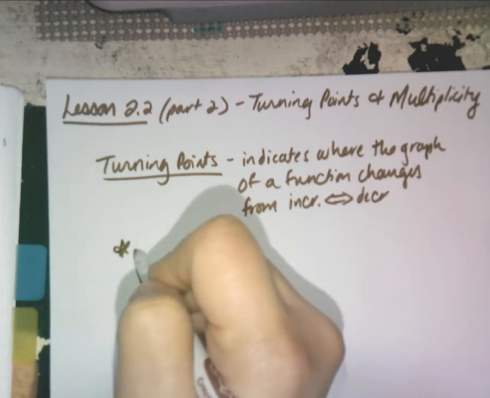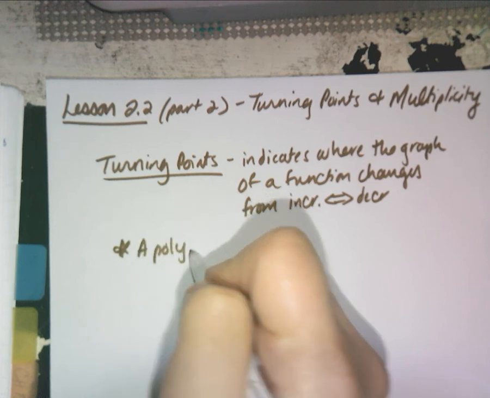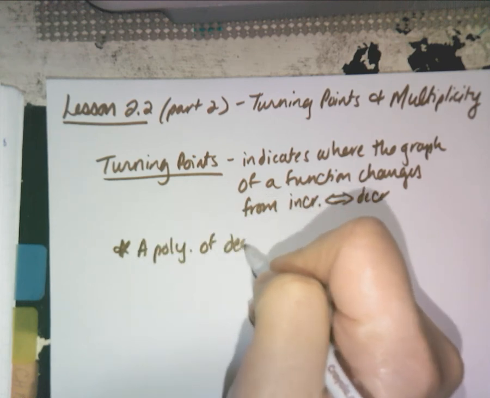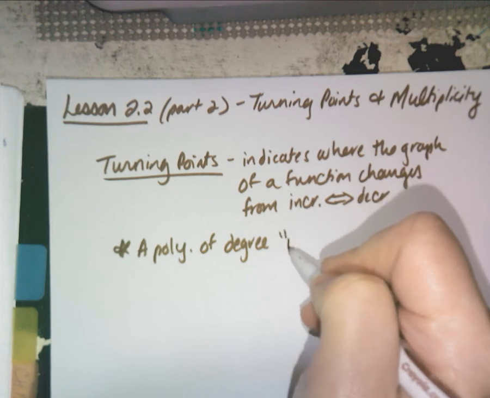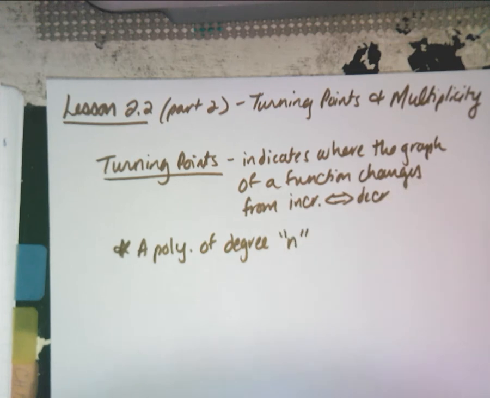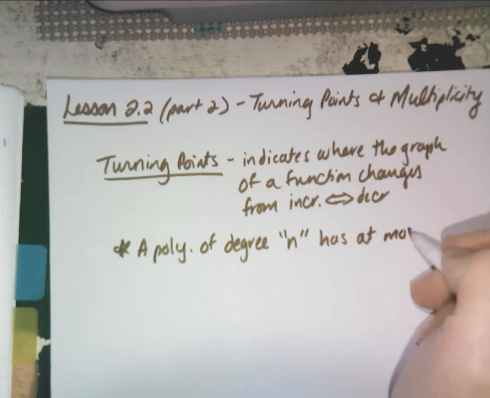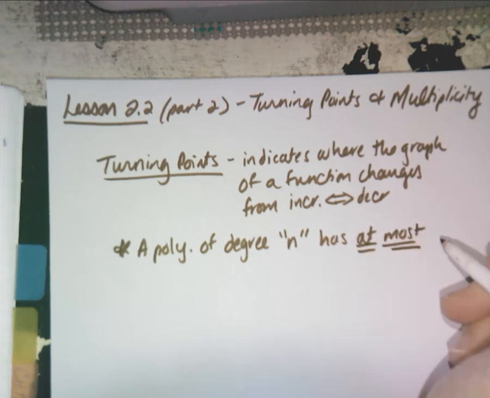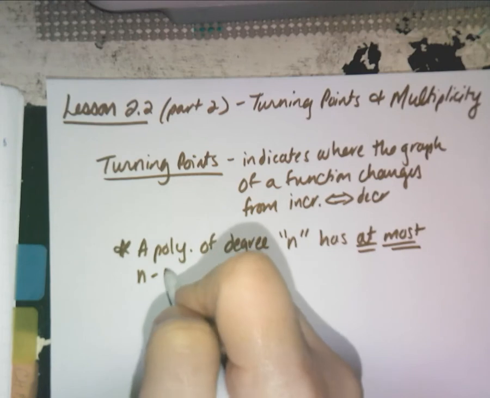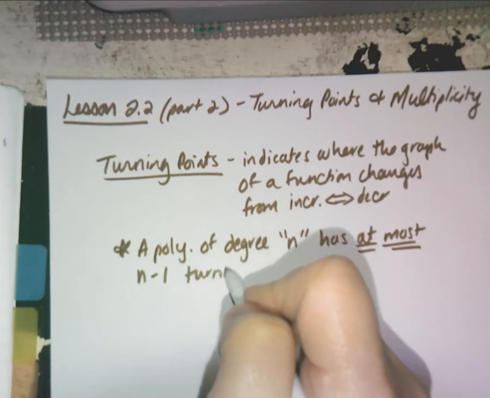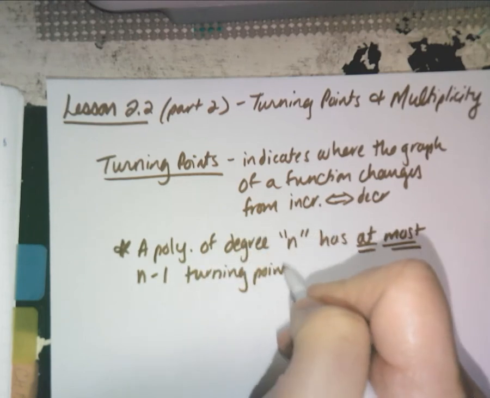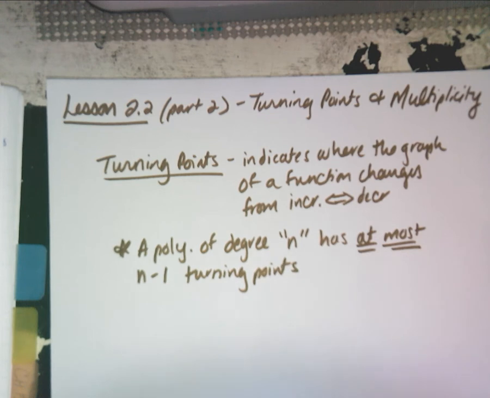And here's a little side definition for you. A polynomial of degree n, so we talked about what it means to be a degree polynomial yesterday, has at most, underline that, at most, n minus 1 turning points. A polynomial of degree n has at most n minus 1 turning points.